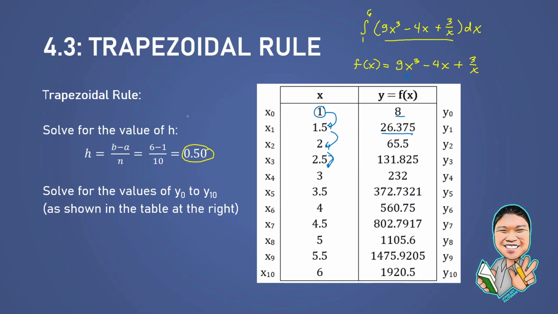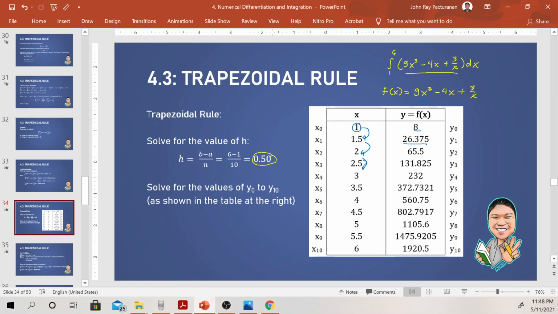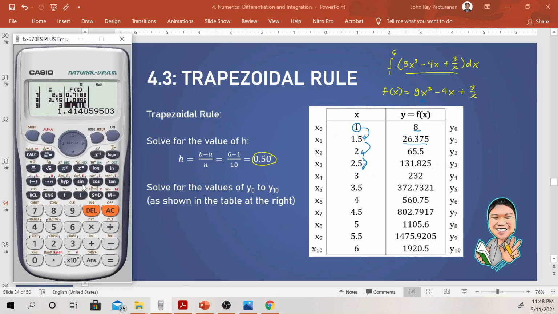Sir, pwede ba natin gawin yung simple technique natin, yung using the table? Yes, walang problema doon. Mas gamit na gamit nga yan dito sa integration eh. So, halimbawa, meron ulit tayong table, mode 7 ka, kasi table yan. I-type mo lang tong function mo, o 9x cube, tapos minus 4x, plus 3 over x, di ba?